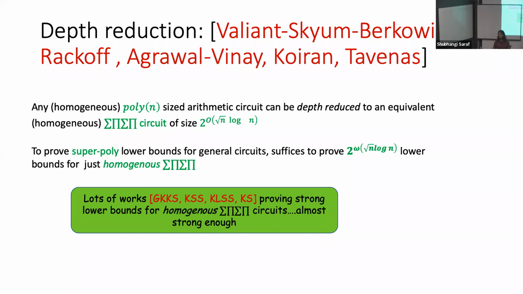And then there was a lot of renewed interest in the last decade or a bit more in proving lower bounds for homogeneous depth 4 circuits. And it turns out we do know exponential lower bounds for homogeneous depth 4 circuits, but this exponential is just at this threshold, this 2 to the root n log n. So we know lower bounds of the form 2 to the big omega root n log n for homogeneous depth 4 circuits. If that big omega can become little omega, then that will imply super polynomial lower bounds for general circuits and VP is not equal to VNP, resolving this big grand challenge of the algebraic complexity field.